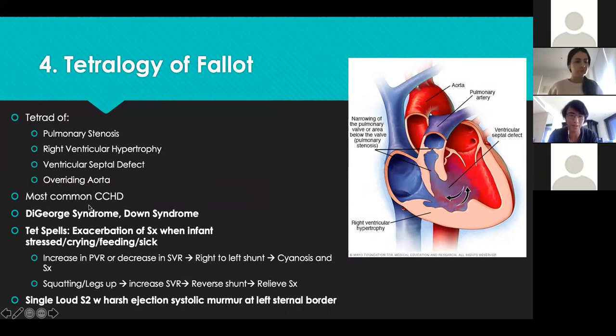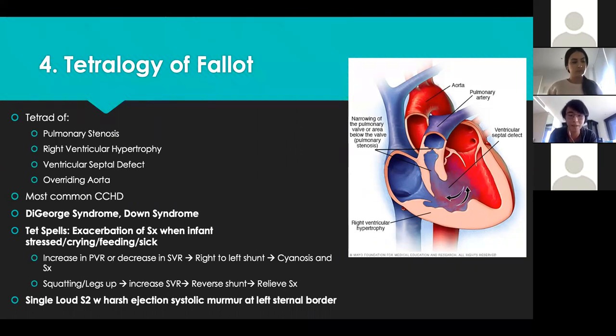Buzzwords again, DiGeorge syndrome causes this. Down syndrome also causes this. And on exam, you look for what they call TET spells or cyanotic spells. And this is basically where the baby cries, or they're sick, or they've got some kind of stress, and then they become cyanotic. And the reason for this is that when the baby's crying, you get this increase in your pulmonary vascular resistance. And so you're going to get really high right pressures compared to your left side pressures. And so you're going to get this right to left shunt. So you're going to increase the amount of deoxygenated blood to your left side of your system and then to your peripheries. So hence you're going to get an exacerbation of your cyanosis and of your symptoms.